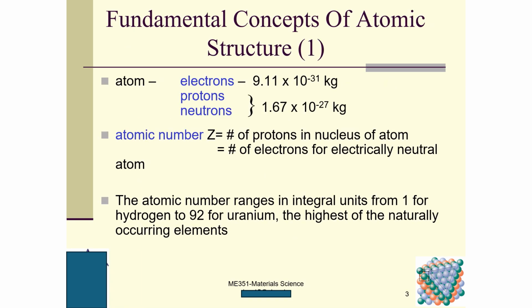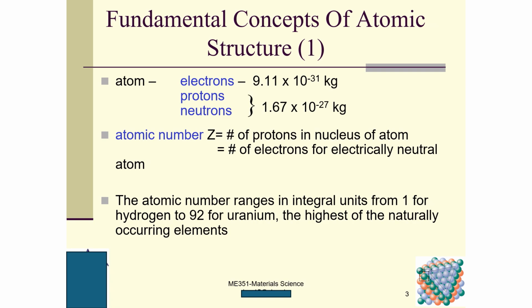First, we talk about the fundamental concepts of atomic structure. We know that atoms are the basic building blocks of matter in the universe. And for each atom, we have electrons. The mass of an electron is 9.11 e power negative 31 kilograms. So this number is very, very small.